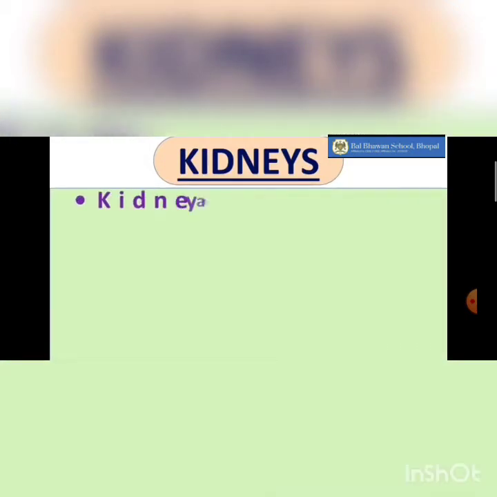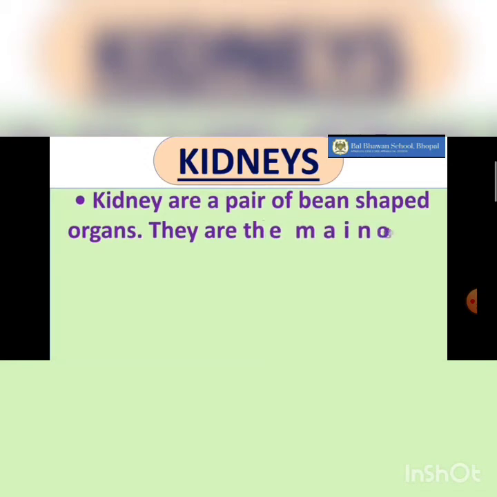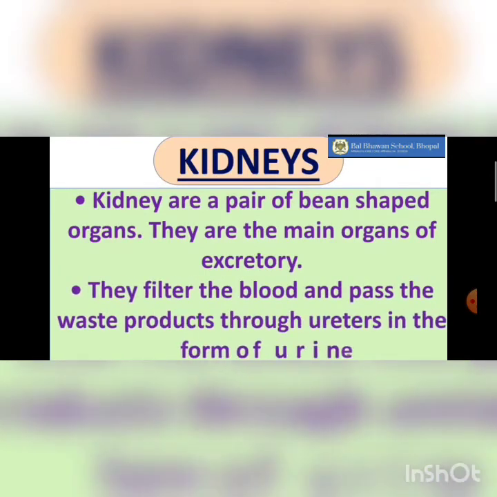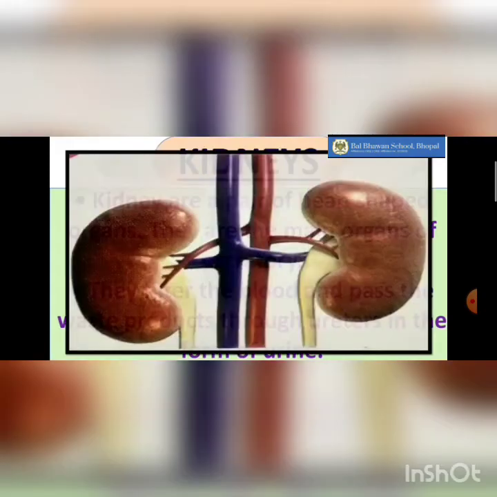Now let us first talk about the kidneys. Kidneys are the main organ of the urinary system. They are a pair of bean-shaped organs. If you can see the shape, they are bean-shaped structures, and they filter the blood and pass the waste products through ureters in the form of urine. So their main function is to filter the blood. Just have a closer look at the kidneys, children.